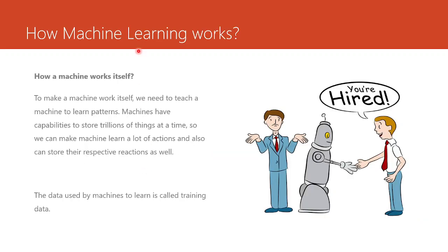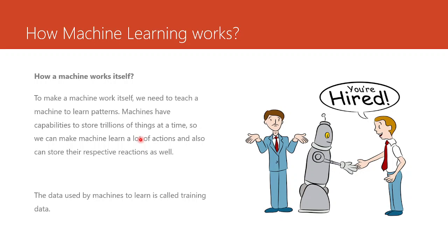Then how does machine learning work? Suppose we need to teach a machine to learn something. We need to provide data to the machine, like input data, and then we need to provide output data as well. So what does the machine do? The machine makes a mapping from input to outputs, and based on that mapping, the machine stores the future mappings as well.